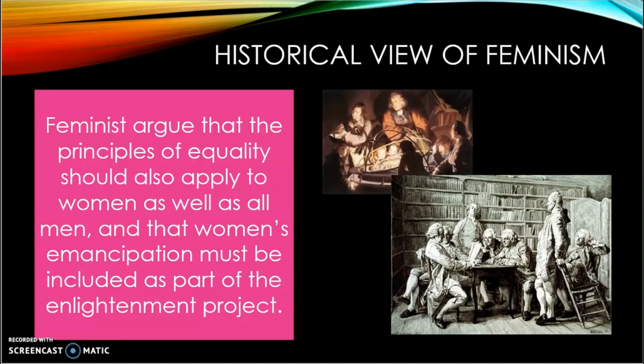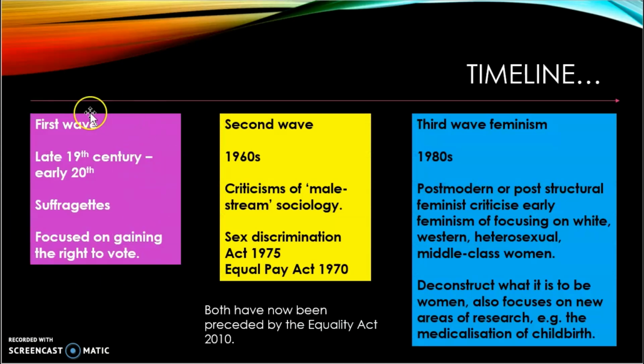So let's have a look at a little bit of a cheeky timeline so you can see what was happening. We have got our first wave of feminists, which we would often associate with the suffragettes, and their main aim was gaining the right to vote. We started to see a second wave of feminists within the 1960s. They started to challenge mainstream sociology, but generally in wider society, we wanted to see more social changes. We've got the Sex Discrimination Act and Equal Pay Act, which started to occur. So we start to see a lot more legislation changes.